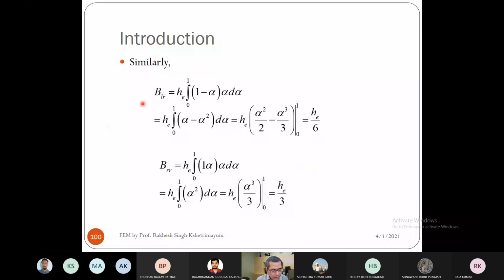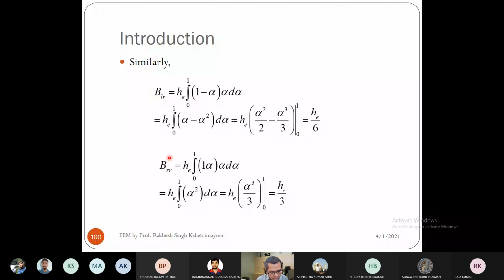Let's say if I want to find BLR, then I will replace dz by IC d alpha, then alpha L will become 1 minus alpha, then alpha R will become alpha. So you are doing integration from 0 to 1, this will simply become alpha minus alpha squared d alpha. When you integrate it, it will become alpha squared by 2 minus alpha cubed by 3, and the limits are from 0 to 1. So BLR turns out to be IC by 6.